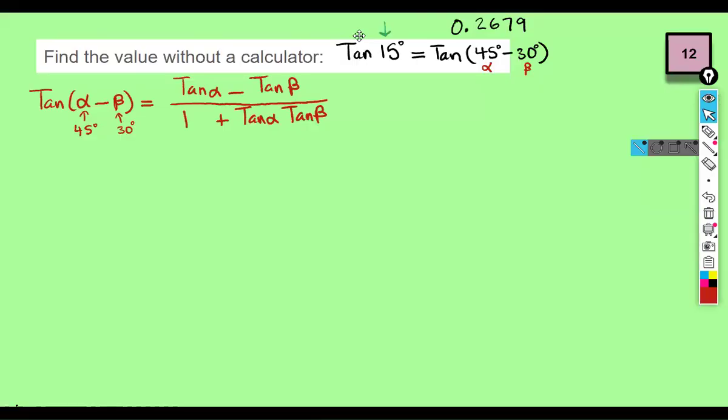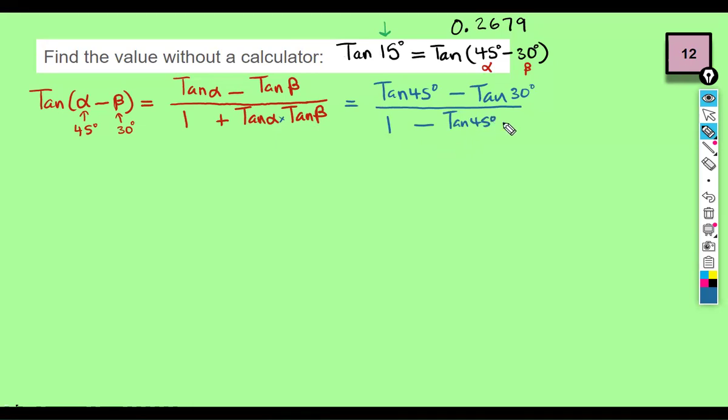Substitution, in a different color here. So it's tan alpha, remember, we're pretending alpha is 45 degrees, minus tan beta, which is 30 degrees, over 1 minus tan alpha multiplied by tan beta. That's tan 45 multiplied by tan 30. Start replacing them with the table values. I'm going to continue over here.